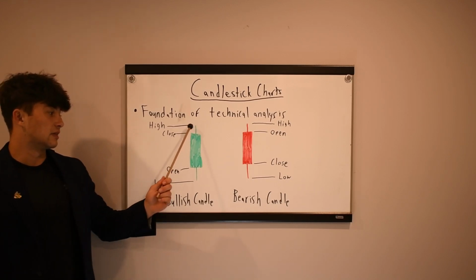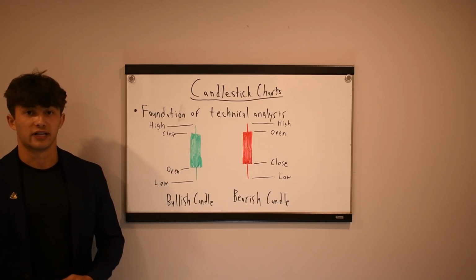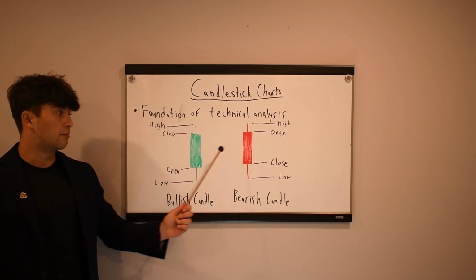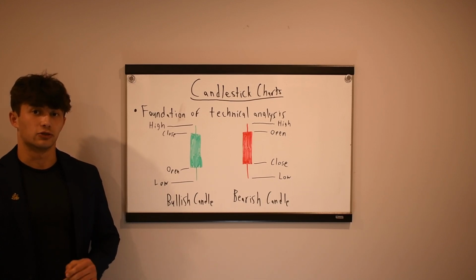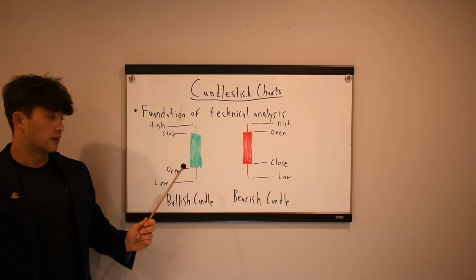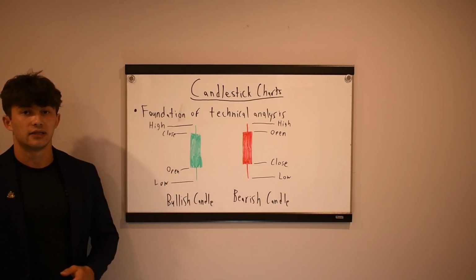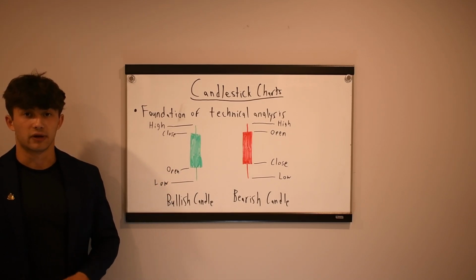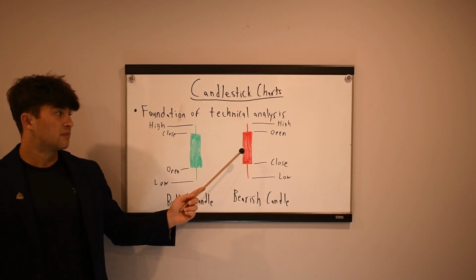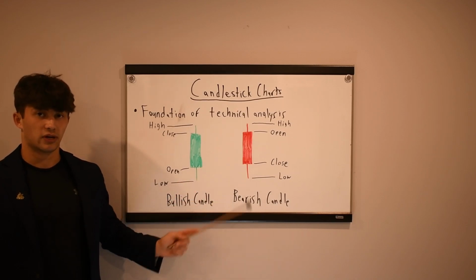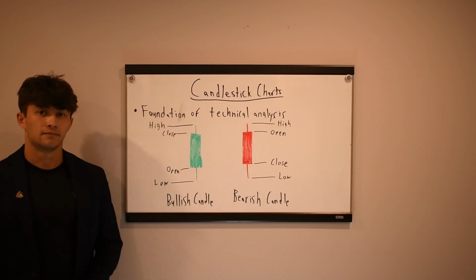Now, as you see, we have these lines at the end of the candles, which are called wicks, and they represent the highest and the lowest price within the time frame. And we also have the body of the candle, which represents the difference between the opening price and the closing price during the time frame. Here we have a green candle, and as you can see, the opening price is lower than the closing price, and that means that the price of the stock went up during the time frame, and that is called a bullish candle. On the other hand, we have the red candle, and the opening price was higher than the closing price, which means that the price went down during the time frame, and that is called a bearish candle.